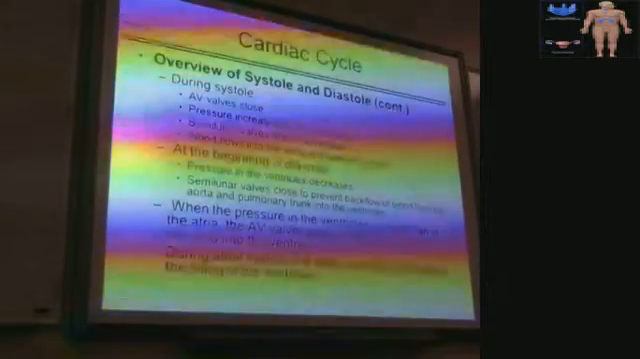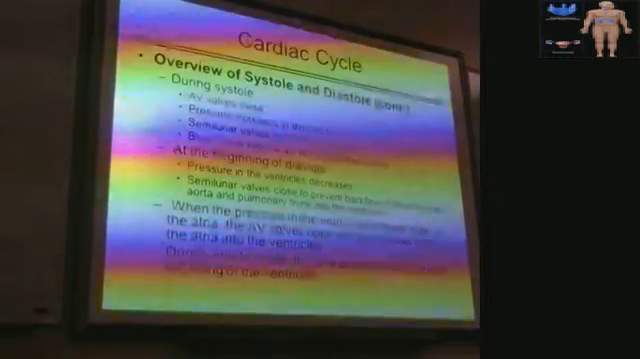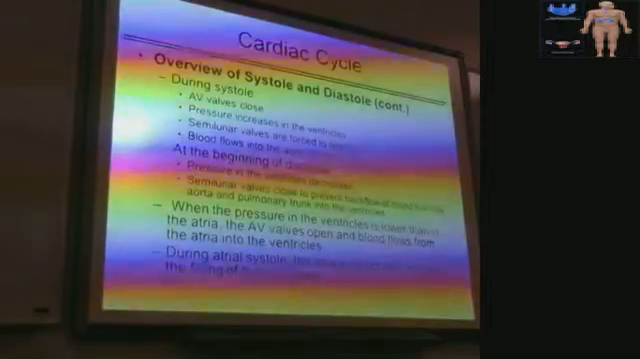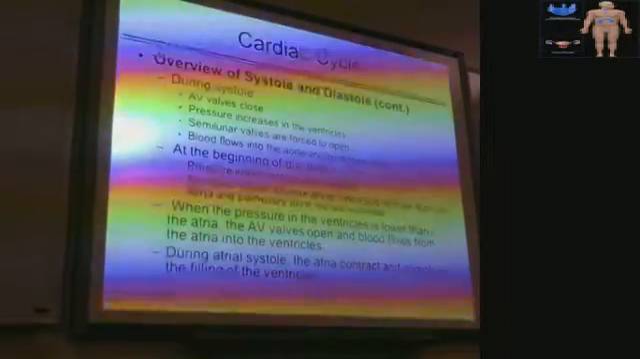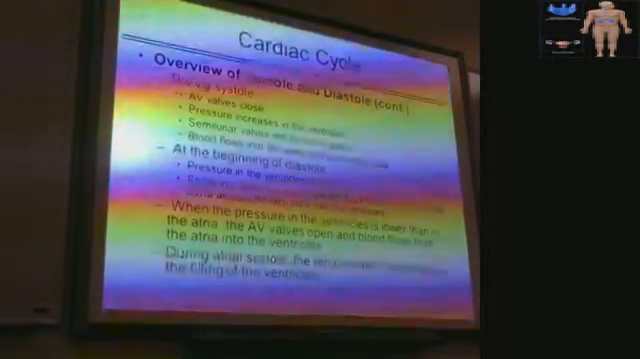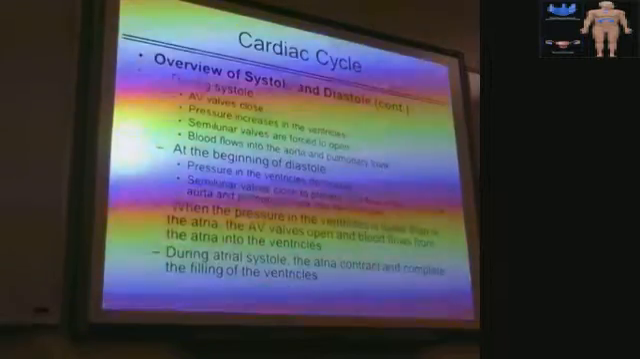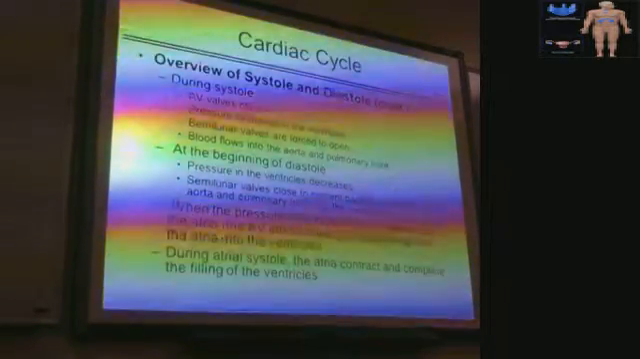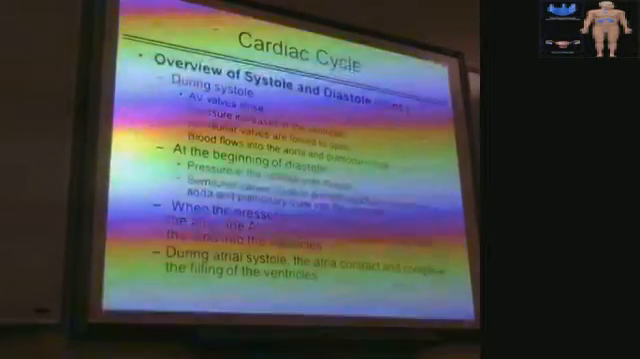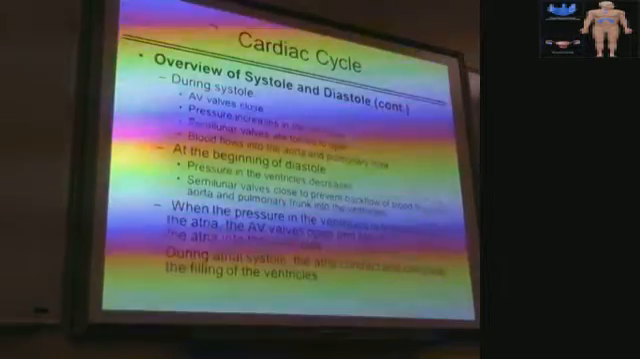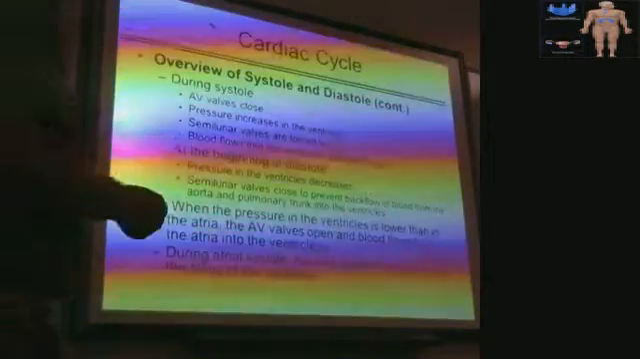Overview of the systole and the diastole. During systole, the AV valves close. Atrioventricular valves close, and pressure increases in the ventricles. The semilunar valves are then forced to open, and the blood flows into the aorta and the pulmonary trunk.